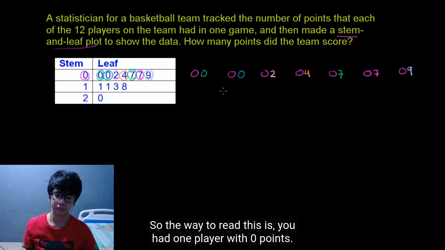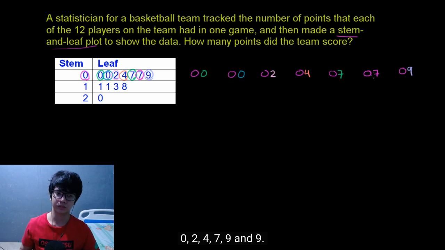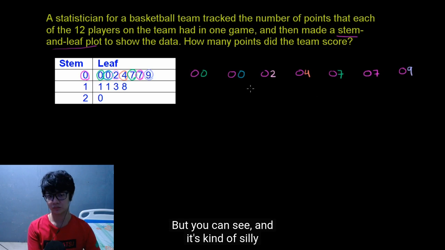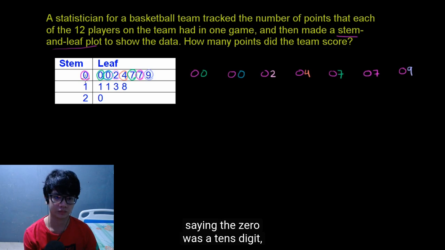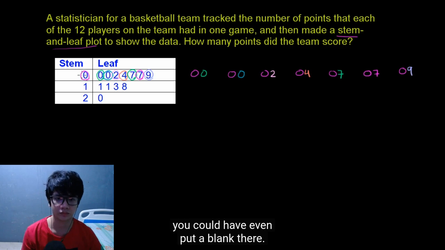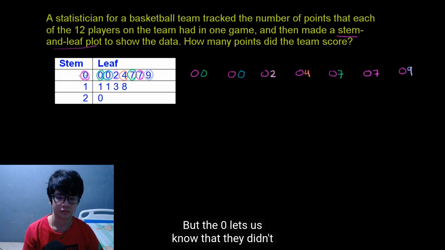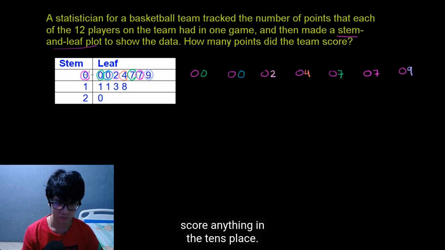So the way to read this is you had one player with 0 points, 0, 2, 4, 7, 9, and 9. But it's kind of silly saying the 0 was a tens digit. You could have even put a blank there, but the 0 lets us know that they didn't score anything in the tens place.